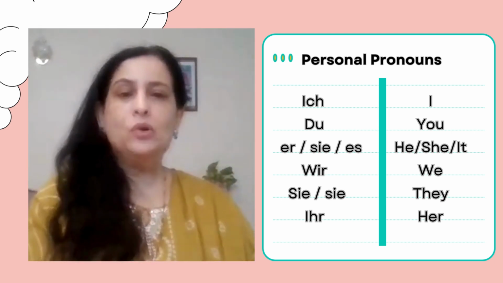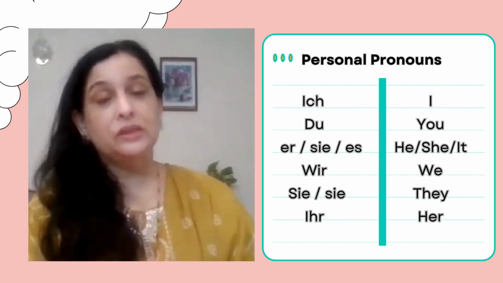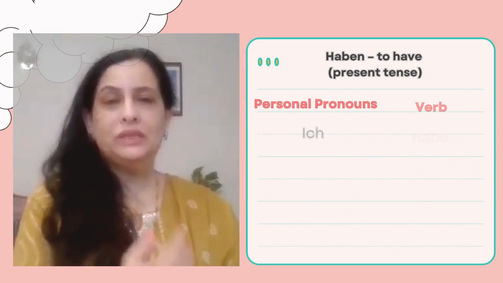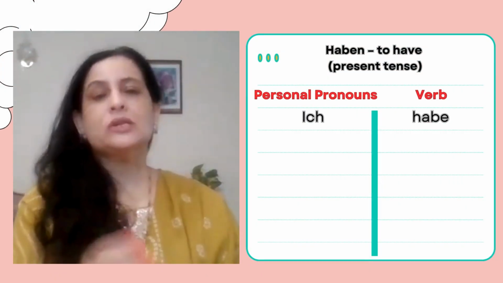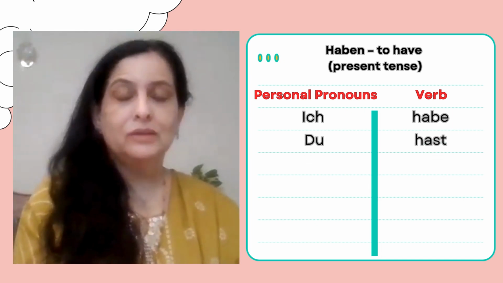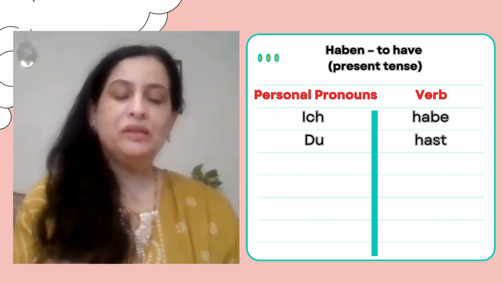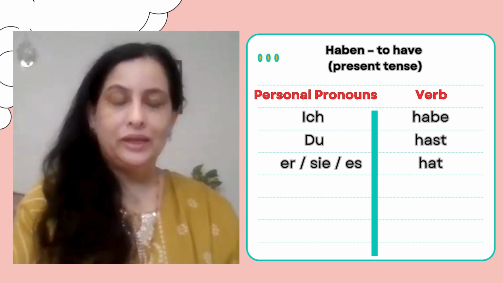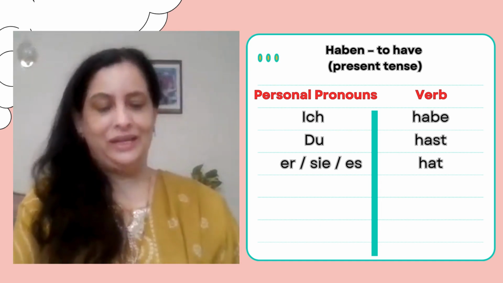Now we'll see how this verb haben changes. So these are the different forms of verb haben that we'll see here. Now with ich, it will be habe. So ich habe, I have. Then du hast, you have, du hast. Then with er, sie and es, it will be hat. Er hat, sie hat, es hat, like that.